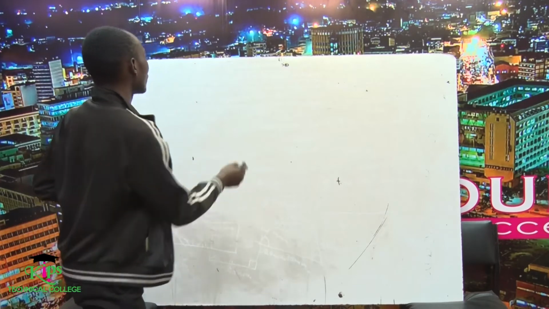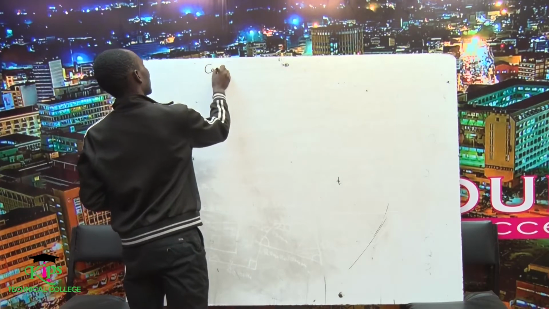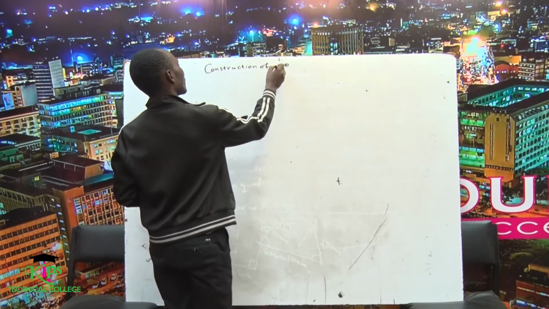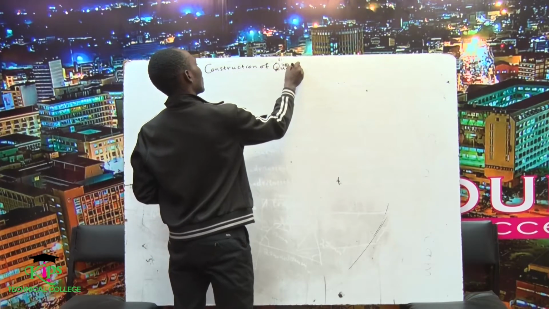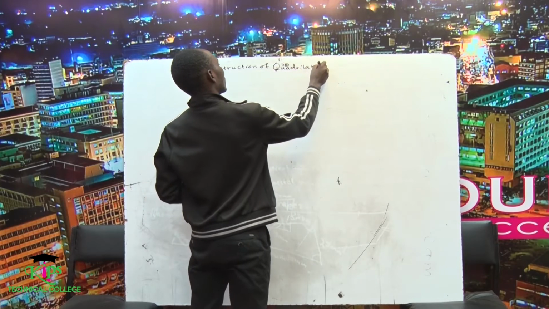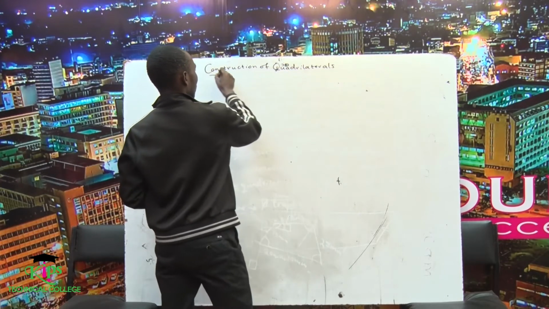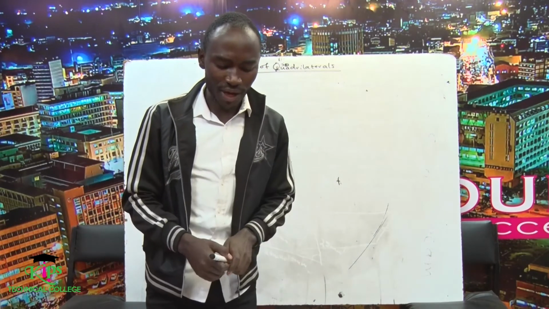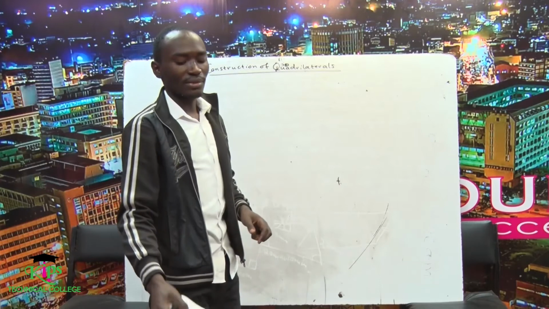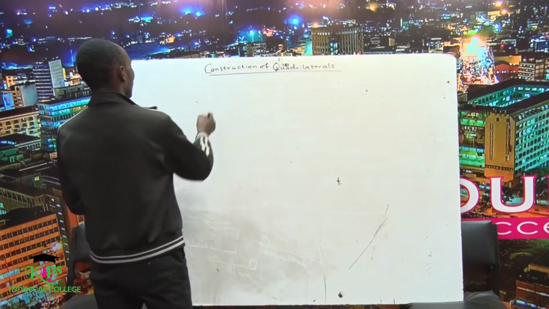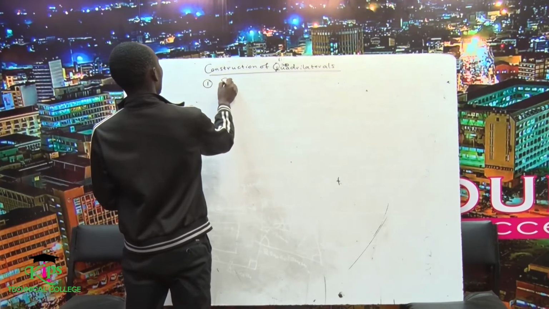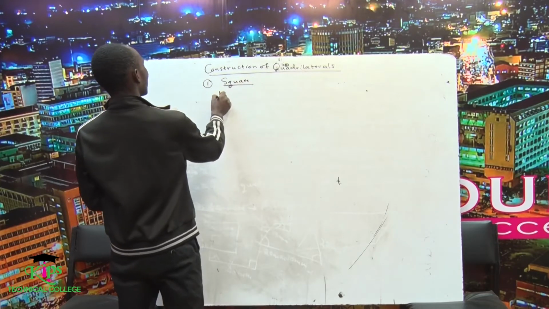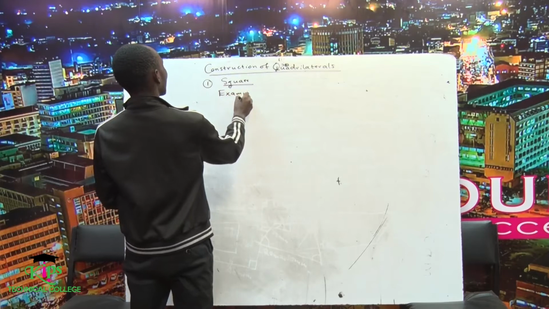So let's go to construction of quadrilaterals. We are going to start with the first one, which is the square. You'll be given an example. Let's do this example.